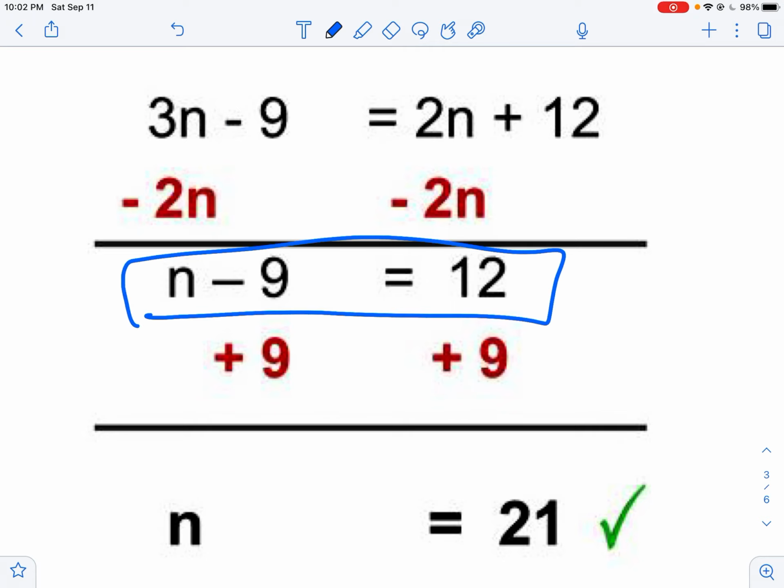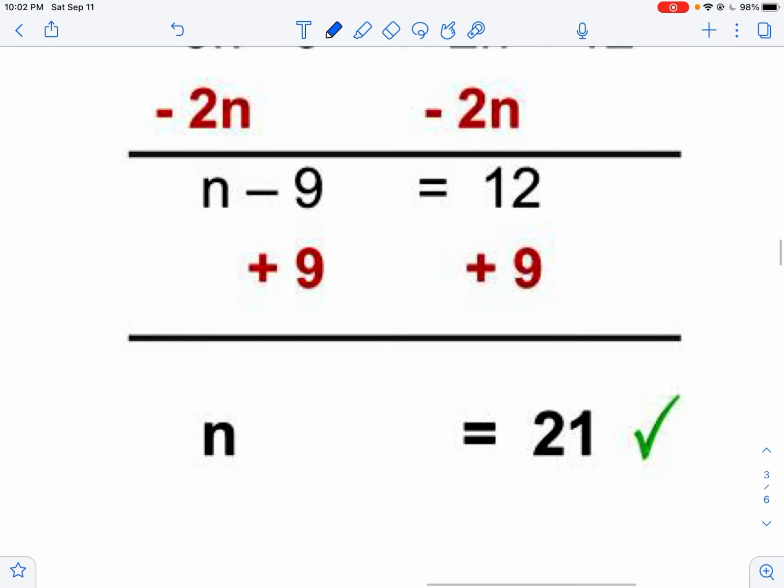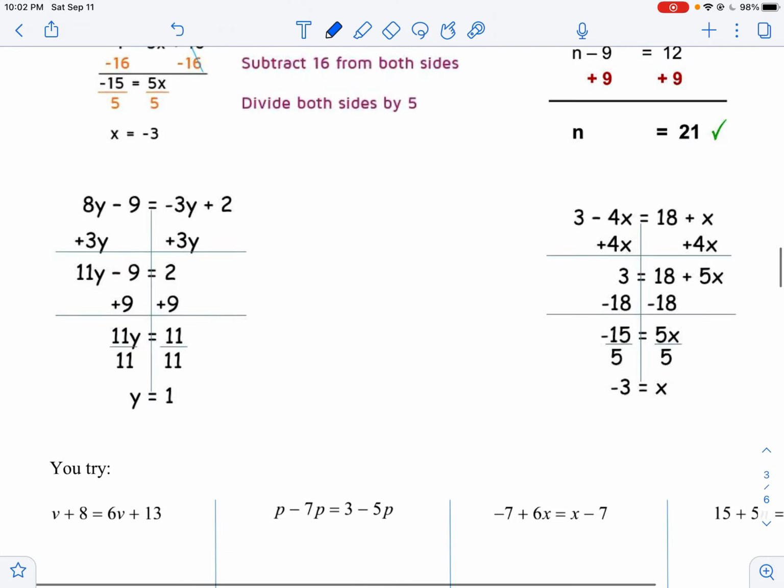And actually, this equation is only one step now. You got to get rid of the 9. You just add 9. And we've been doing that for a while. Be able to solve those easier equations.